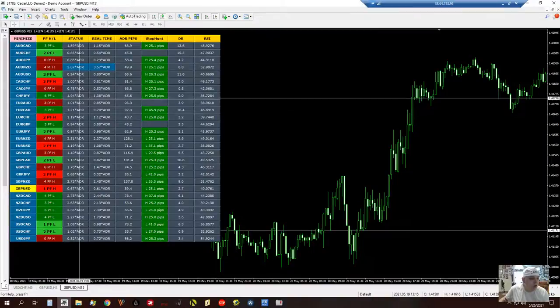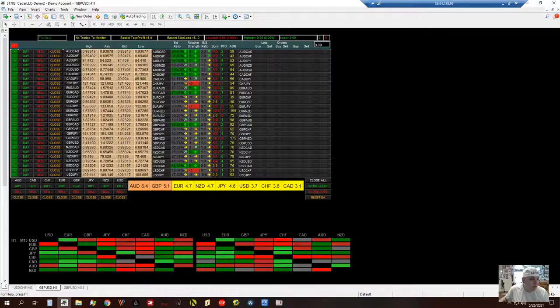So the ATR on the USD Swiss is going to be USD Swiss right here. So the ATR on this right now is 51 pips, or the ADR. And that's horrible. I mean, look at some of these. I mean, 50 pips, 40 pips, 53 pips.